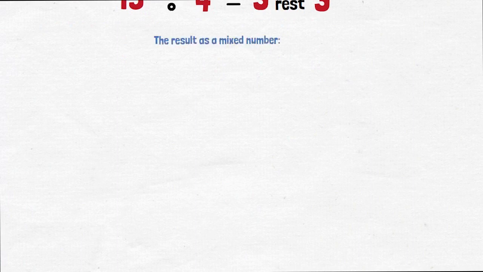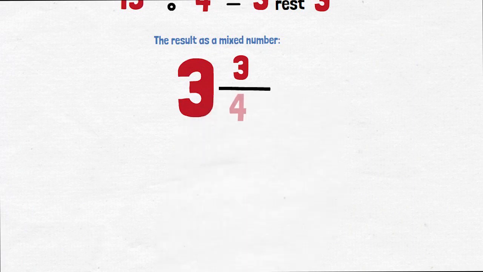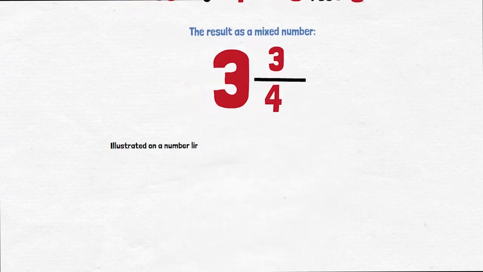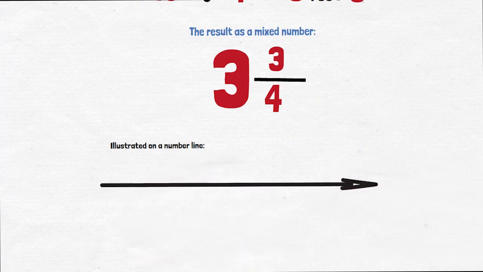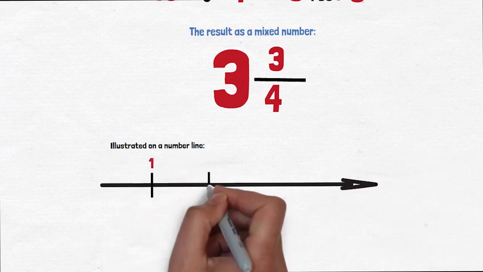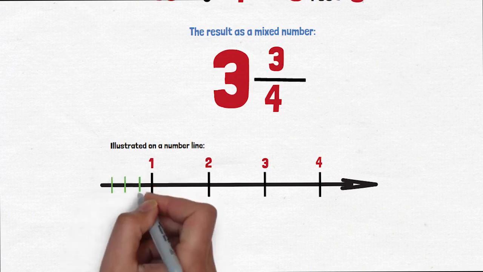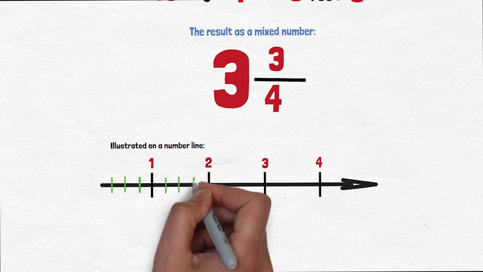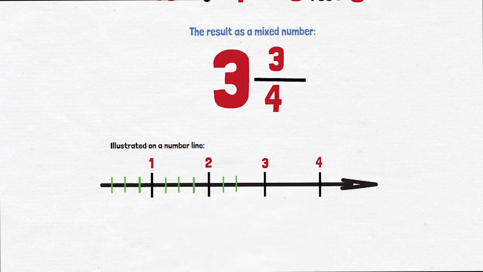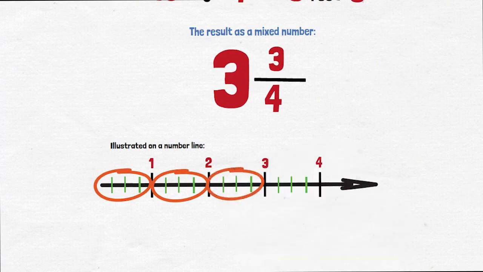When we write this now as a mixed number, it is written as 3, this is the 3 whole numbers, and 3 over 4. As you can clearly see, this is now a mixed number. When we illustrate this on a number line, it looks like this. If we count off 15 small quarters, we can clearly see that there are 3 whole numbers and then 3 remaining quarters.